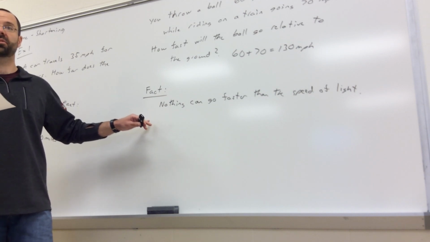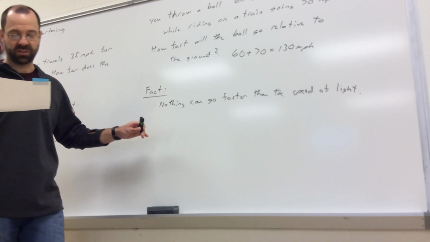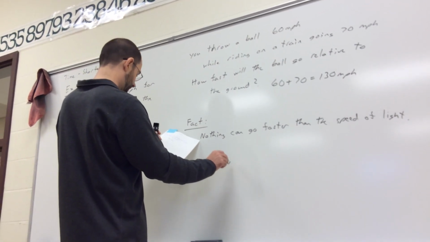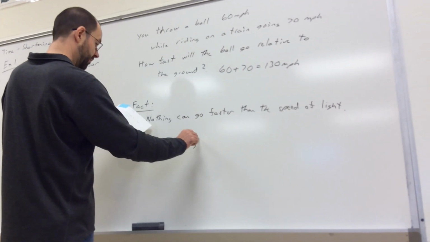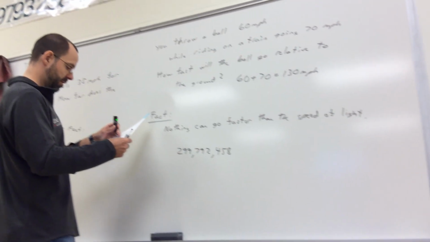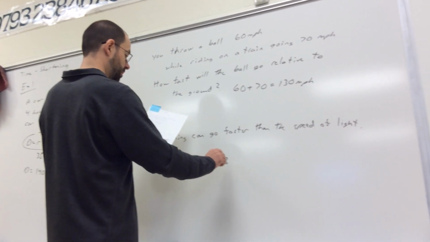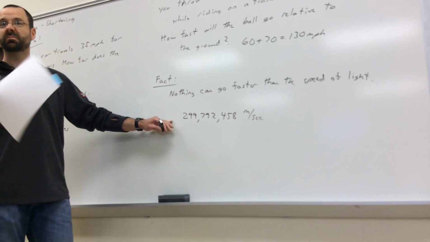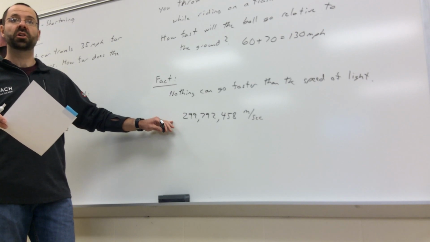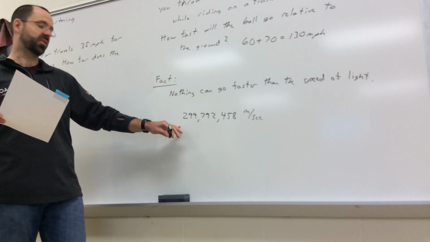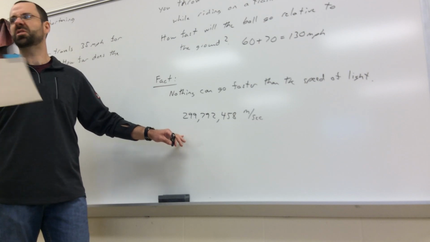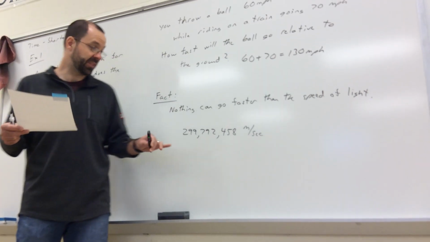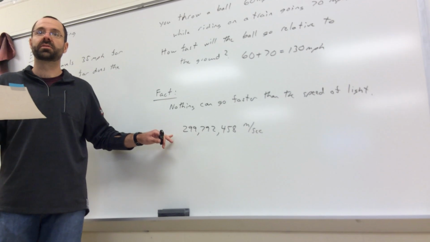This is part of Einstein's theory of relativity. It's impossible to go faster than the speed of light. Okay, and just so you know, the speed of light is 299,792,458 meters per second. So for the purposes of our discussion, we're going to probably round this off to 300 million, just so it's easier to work with. But this is the speed of light. Okay. So nothing can go faster than that. That's as fast as anything can go.